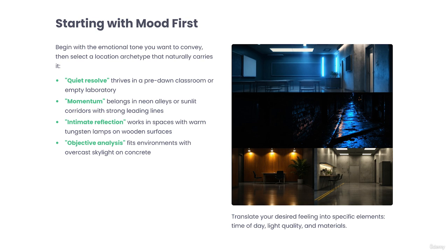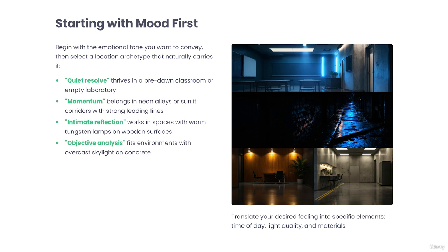Environments aren't backgrounds, they are emotional engines. In Veo, you're not only asking for a place, you're specifying light, texture, weather, and space so the scene feels lived in and supports the story beat. Start with mood, then pick a location archetype that naturally carries it.